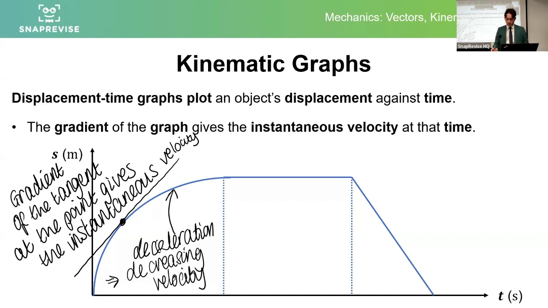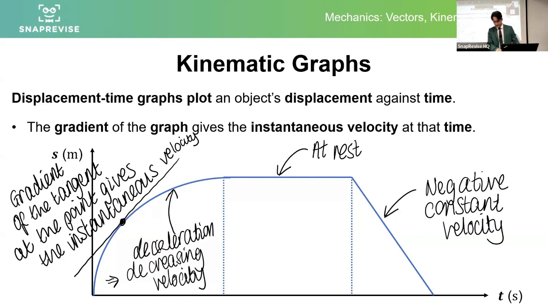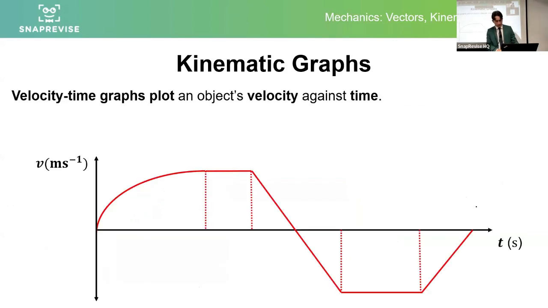So actually, it would depend if it's a displacement time graph or a velocity time graph. But for this situation, we've got to consider there's so many different ways kinematics could present itself. Now here, if this is a displacement time graph, this is actually at rest because the displacement isn't changing. And then here, this would mean there's a negative constant velocity. Does that all make sense? So maybe it's going backwards to where it started.